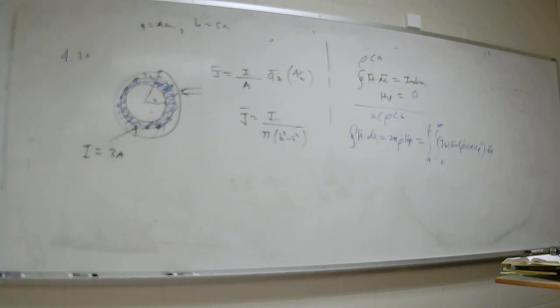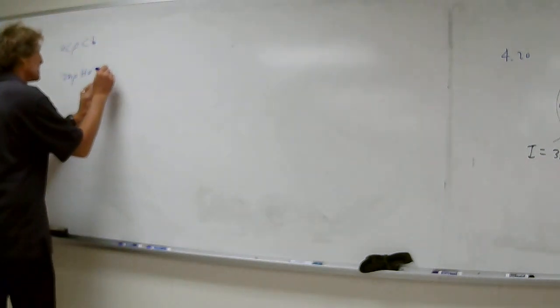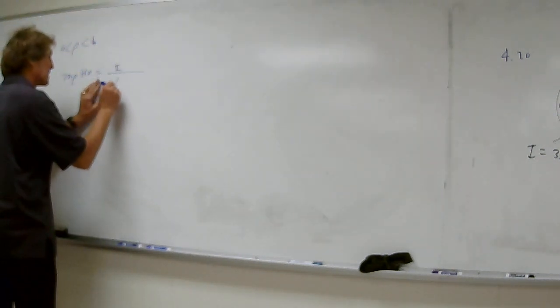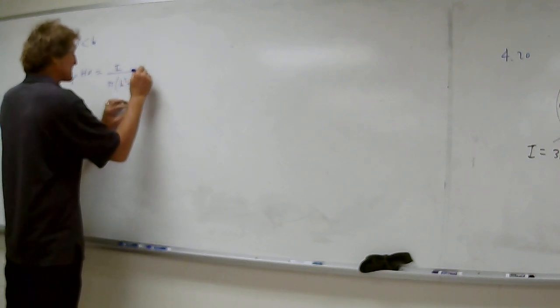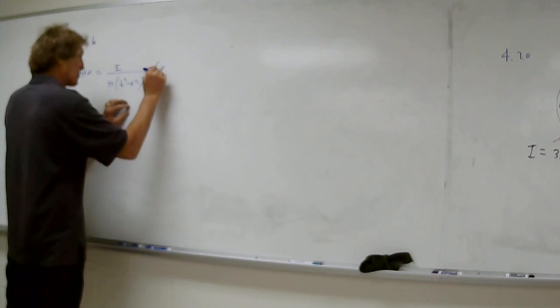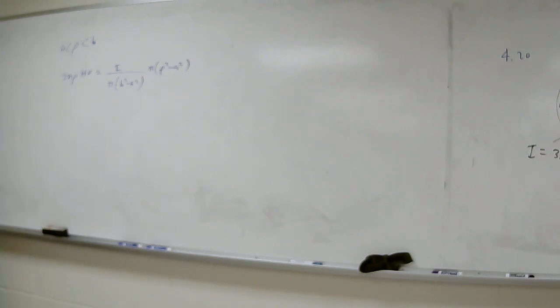Okay, so now for rho greater than A, less than B, I have 2 pi rho H phi on this side, and it's equal to, since J z is a constant, I'll just take it out front, I over pi times b squared minus a squared, and then times the area, which is pi times rho squared minus a squared. You all follow me on that? Take a moment, make sure you do.